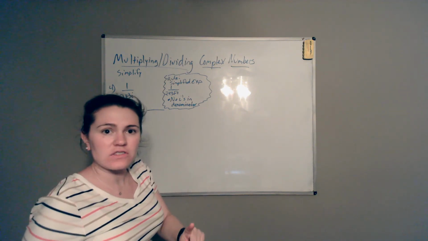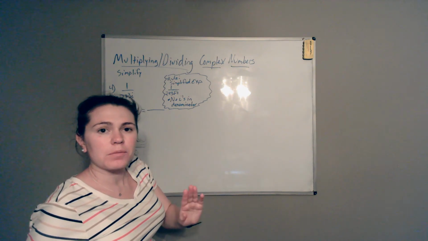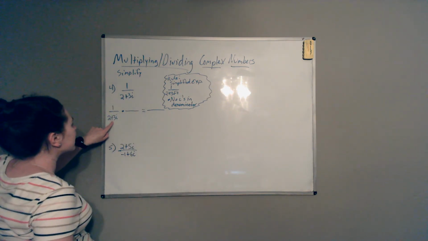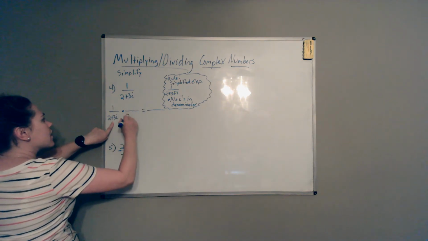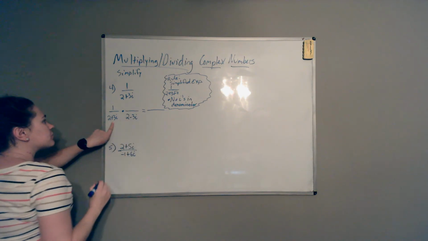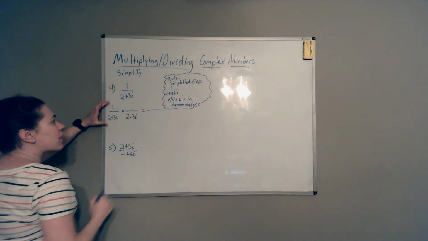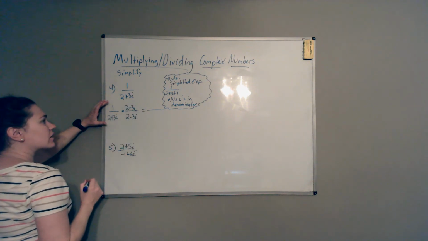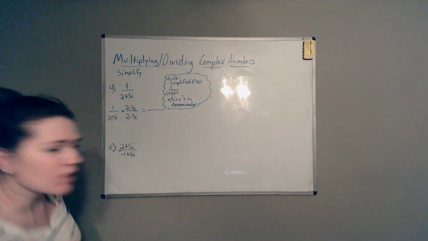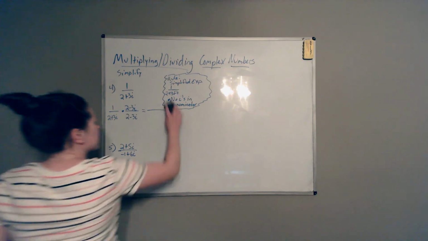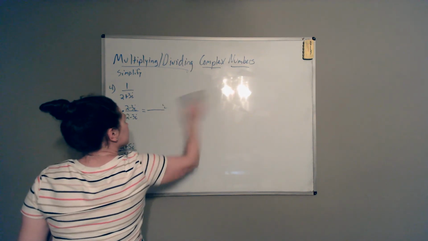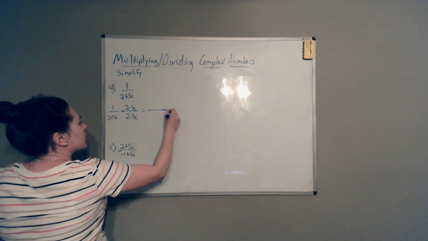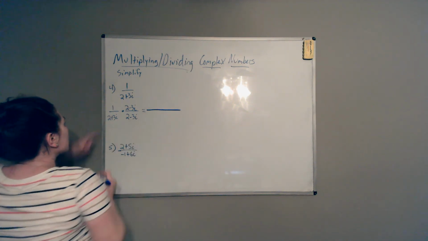Complex conjugates. Remember what we said about complex conjugates: their product is always real. The complex conjugate of 2 plus 3i would be 2 minus 3i. Now, to maintain the value of the fraction, whatever you do to the denominator, you must do to the numerator. I'm going to have to erase my rule here because I need a little bit more room for this. Okay, so you have to multiply out the numerator and then the denominator.